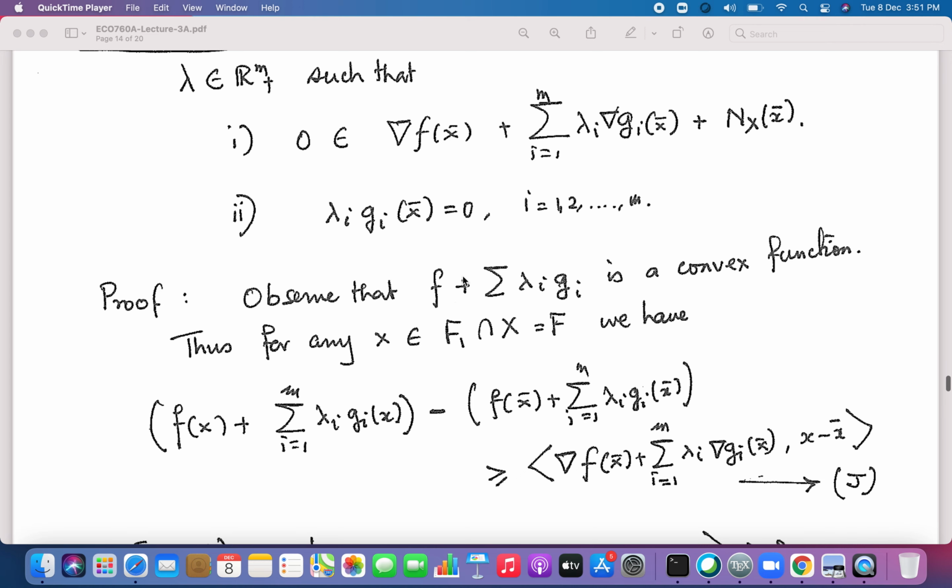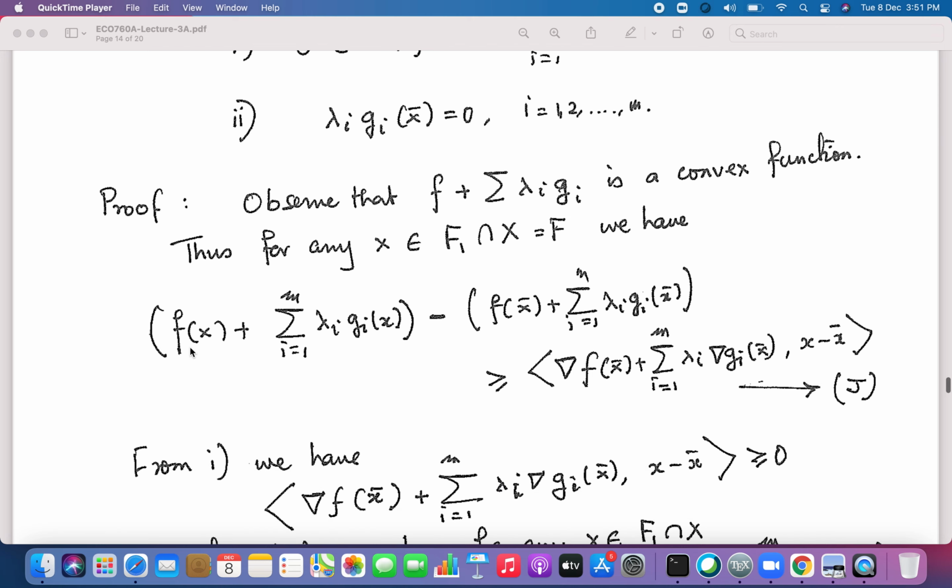So now if you look, because f is convex and if the gi's are convex and lambda is greater than or equal to 0, f plus lambda 1 g1 plus lambda 2 g2 plus up to lambda m gm is a convex function. Thus for any x that you take in the feasible set of the problem CP1, let us use the convexity of f plus summation lambda i gi. The gradient is again a linear operator, so you take the gradient of f plus summation lambda i grad gi.